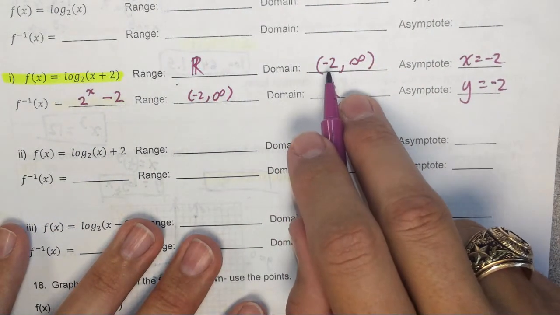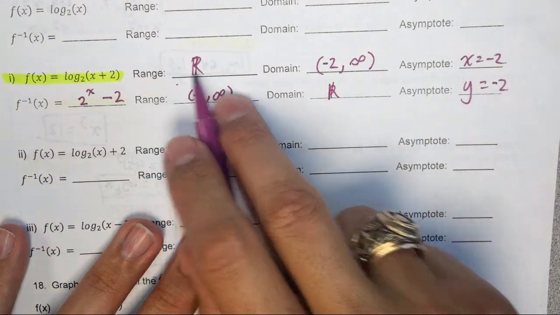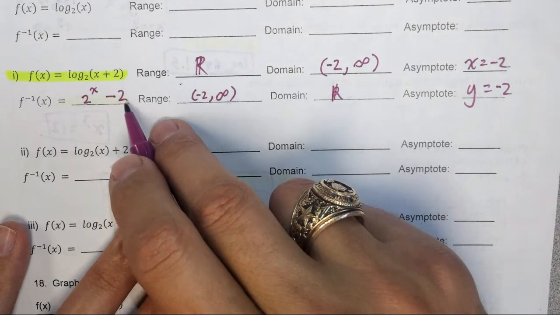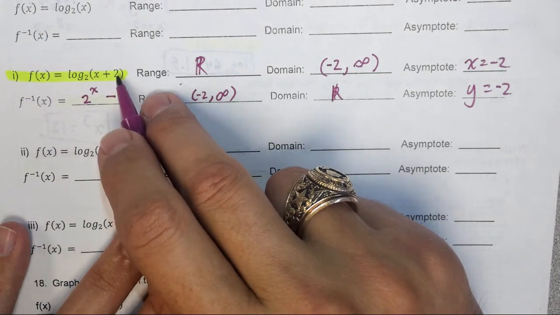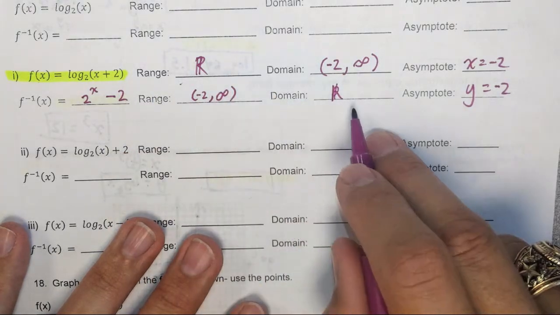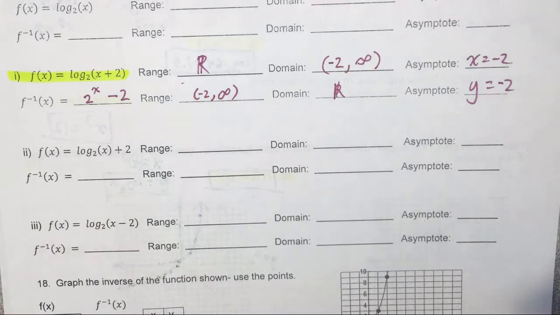What was x is now y. What was y is now x. What was a horizontal change is now a vertical change. Move to the left, move down. Cross here, cross there, switch the x and the y. That's what the inverse does.